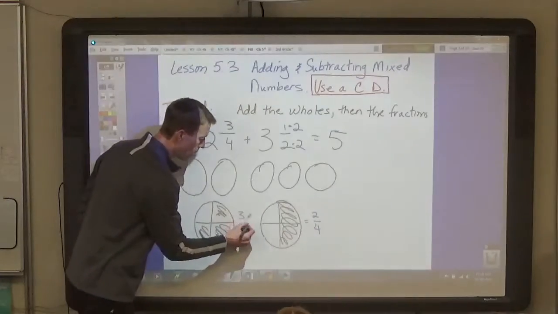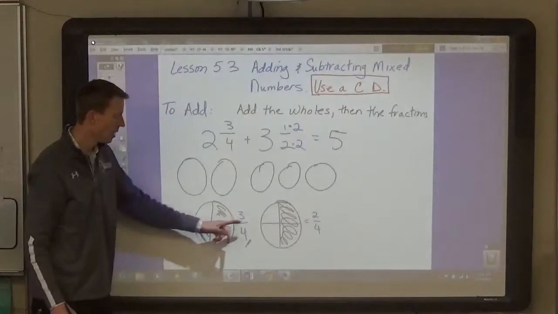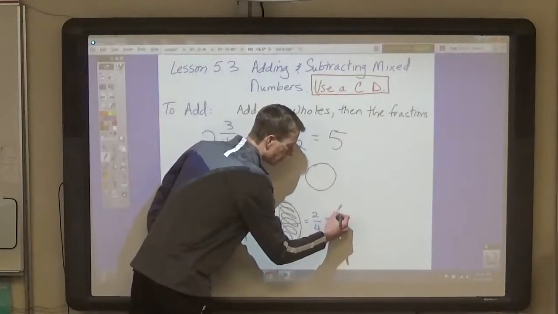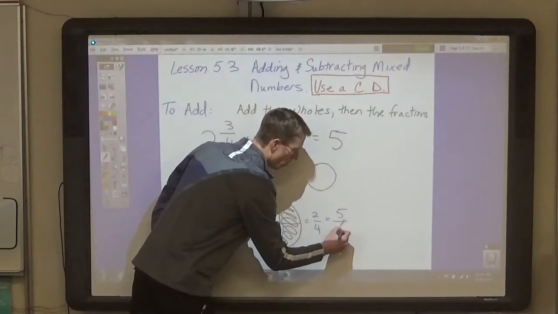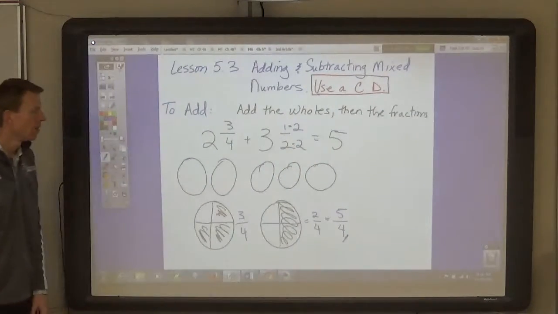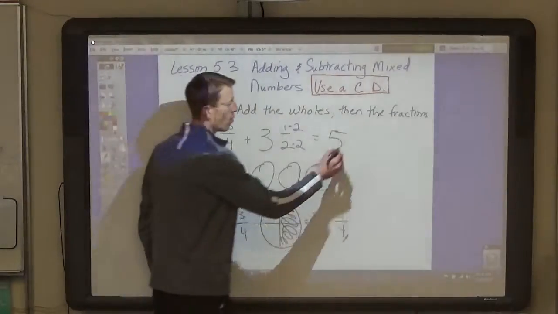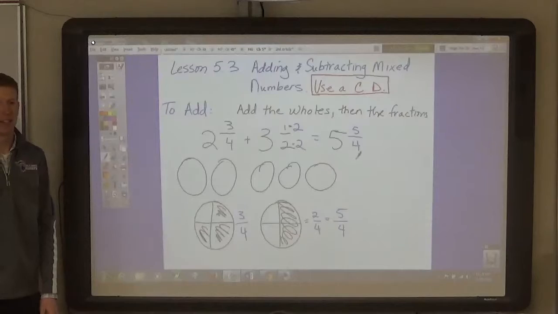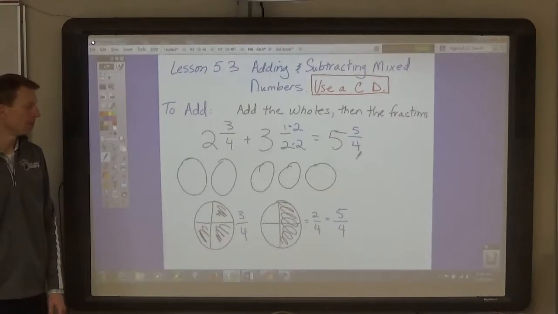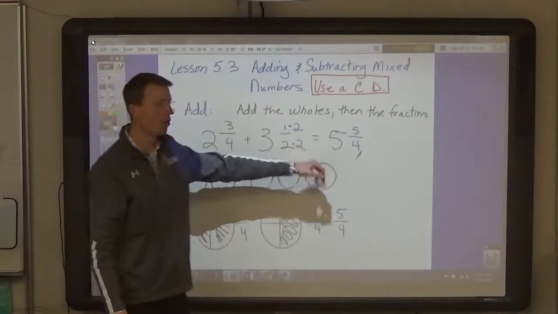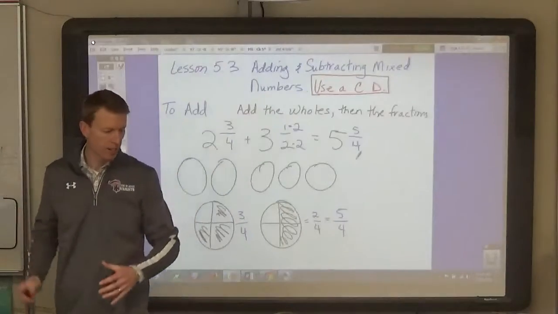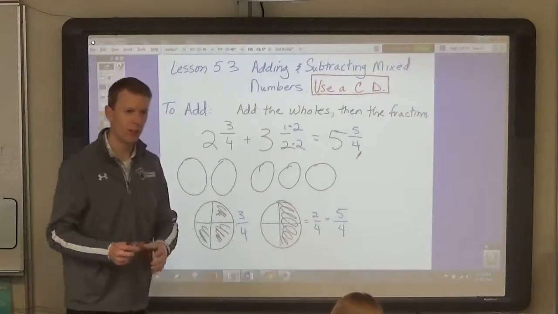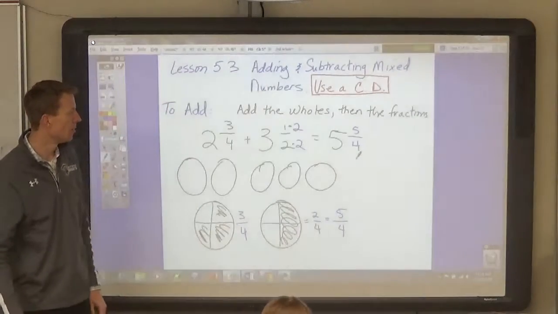So we have 3/4 plus 2/4, which is 5/4. So we have 5 5/4. Now, can we leave it like this? No. Not in a mixed number. In a mixed number, or if we were answering a word problem, we'd have to change it to a number that makes sense to answer the question.